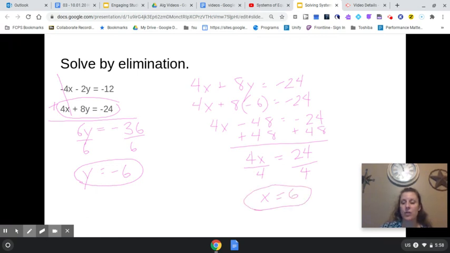So the solution to my system is 6, -6. Again, making sure that we put the x value first and the y value second. So there's the solution to my system, 6, -6.